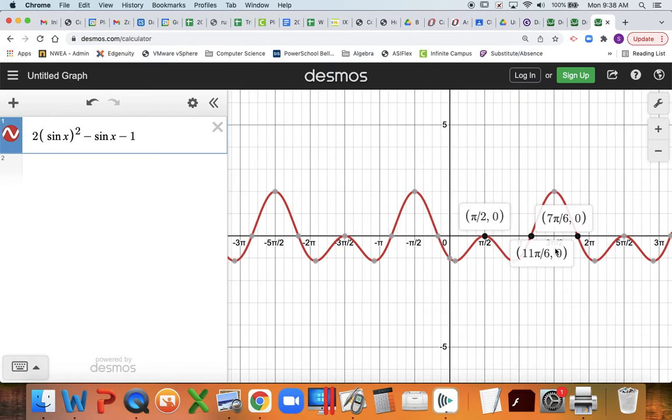It might be a little bit easier to verify on Desmos this way rather than plugging each angle back into the equation. But that is always an option as well.